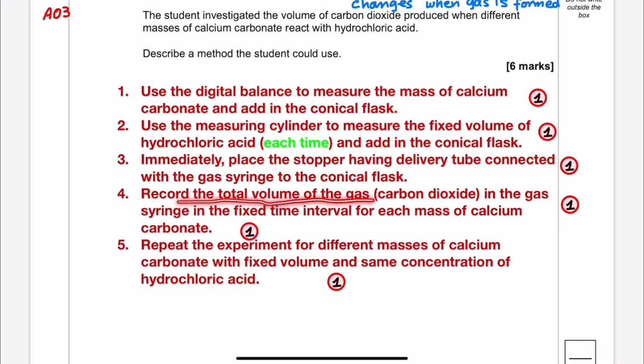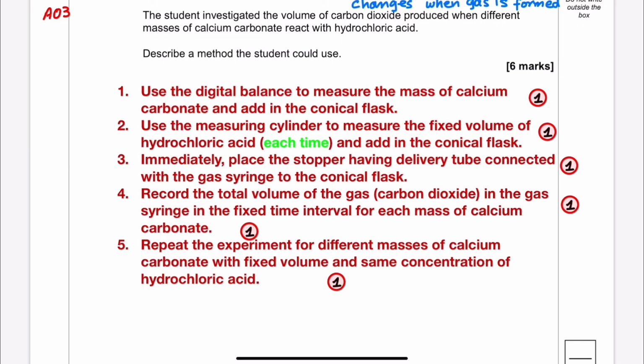Record the total volume of gas, meaning carbon dioxide, produced in the gas syringe in the fixed time interval for each mass of calcium carbonate. Repeat the experiment for different masses of calcium carbonate with the fixed volume and the same concentration of hydrochloric acid. In this experiment, the time for each experiment will remain fixed, whereas the volume and the concentration of hydrochloric acid also remain fixed during each experiment.